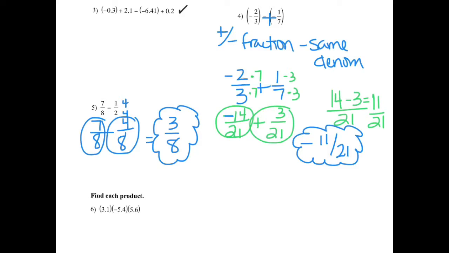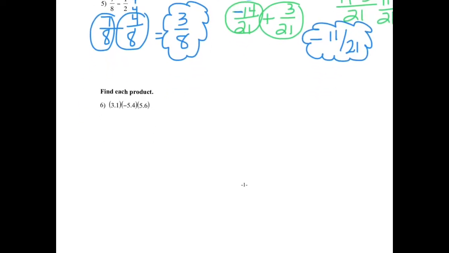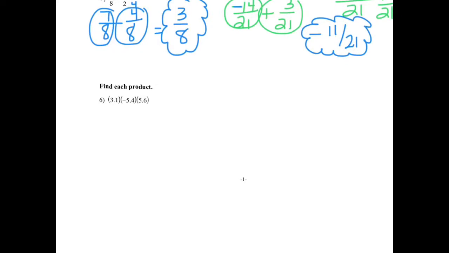So today we're just really talking about the rules. Tomorrow we're going to focus on how to put these into a calculator. Example number 6, I'm multiplying three numbers together. Well, the first thing I want to do is count the number of negatives. There is one negative, which is odd, which means that my final answer will be negative. So I'm going to keep that in mind, and I'm going to ignore the decimals.